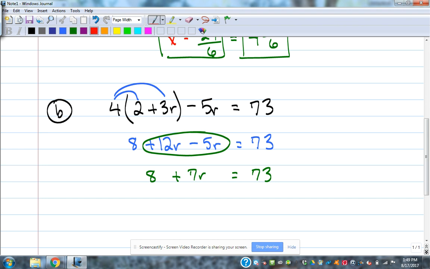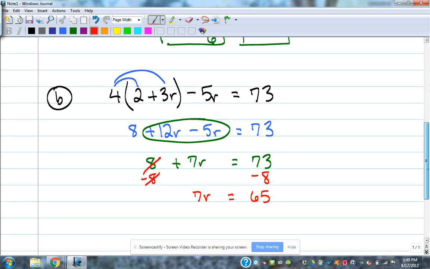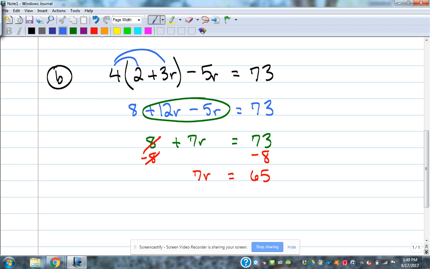So next step. Subtract 8 from both sides. 7r, 73 minus 8, 65. Then what? Divide by 7. And reduce the fraction if it will. Does 7 go into 65 evenly? No. If it were 63, it would. But it's 65, so it doesn't go evenly. Is there anything that goes into 65 that also goes into 7? No. 7's a prime number, so it's only 1 and 7 that we can use.